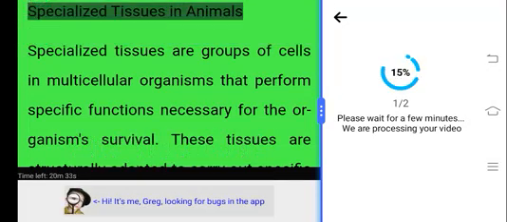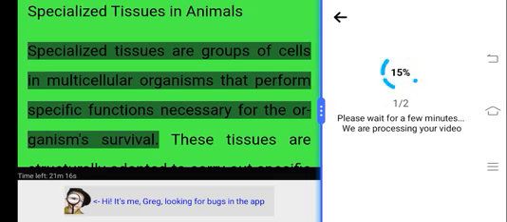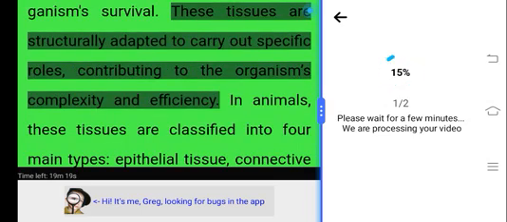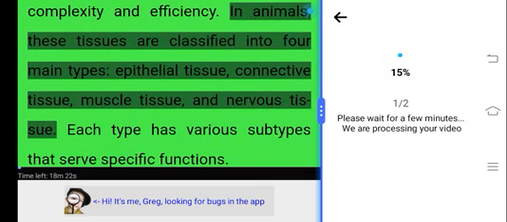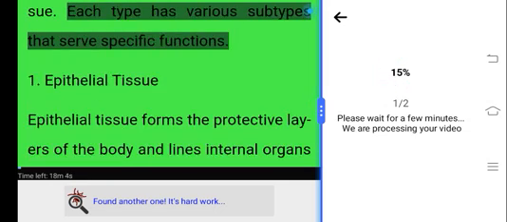Specialized tissues in animals. Specialized tissues are groups of cells in multicellular organisms that perform specific functions necessary for the organism's survival. These tissues are structurally adapted to carry out specific roles, contributing to the organism's complexity and efficiency. In animals, these tissues are classified into four main types: epithelial tissue, connective tissue, muscle tissue, and nervous tissue. Each type has various subtypes that serve specific functions.